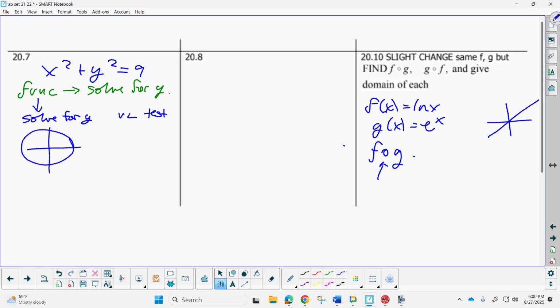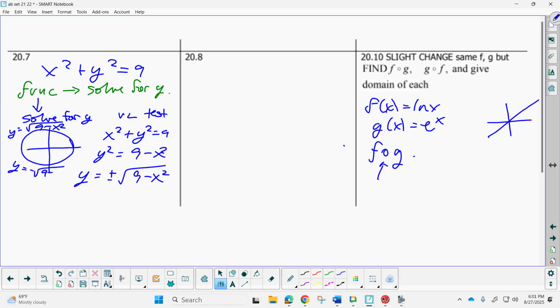The only way I'm going to take this equation and make it a function is if I move the x squared and square root, but keep in mind then that now when you square root it's plus or minus. Now the top is the positive root. The bottom is the negative root.